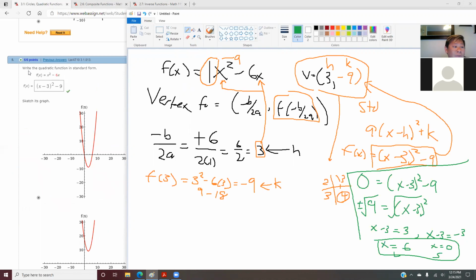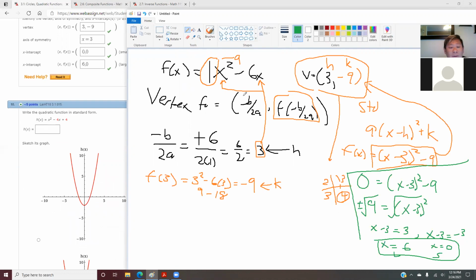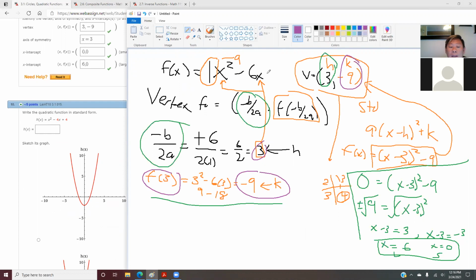The majority of the questions in this 3.1 homework are all the same thing. They want you to write this in the standard form. So you do negative b over 2a first to find your h. Then, let's say you got 3, you do f(3) to find your k. Your a is still the same a as your original. Then you plug this into the standard form equation, where your a goes in the front, your h is in here, and your k is in there. Then they will ask you to find the x-intercept. You just set this whole thing equal to 0 and solve for x.